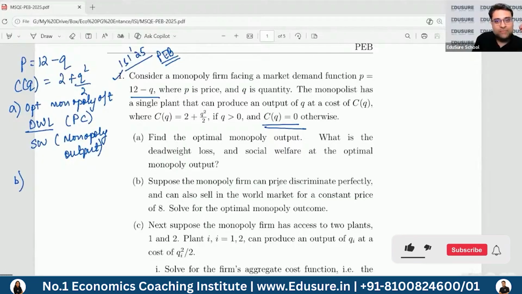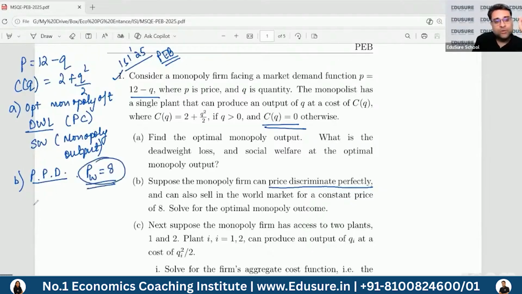Okay. Suppose the monopoly can price discriminate perfectly. So perfect price discrimination will happen, and it can also sell in the world market at a constant price of 8. So in the world market it can sell at a constant price of 8. Solve for the optimal monopoly outcome. Okay, so do the first two parts, A and B, and then tell me what your answer will be. Do it. Let's solve this.